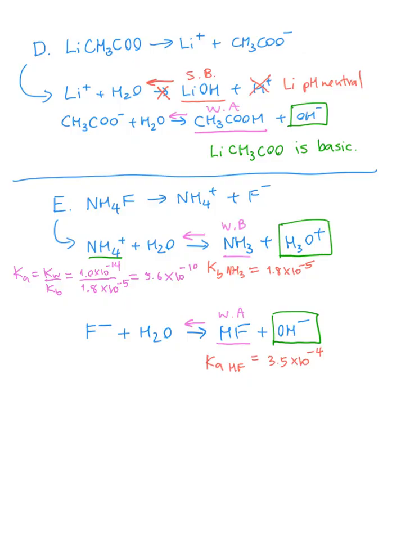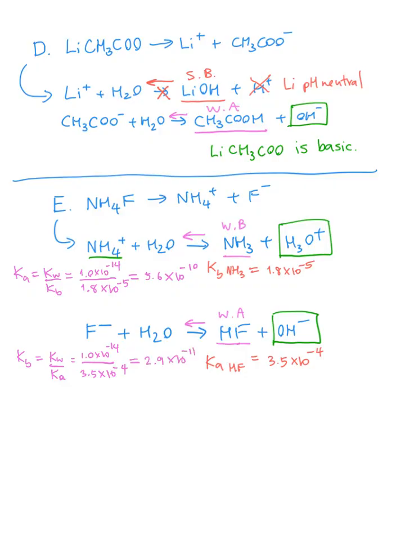We are going to do the same thing for the conjugate base, fluoride ions. The conjugate base fluoride ion will have a Kb related to the Ka of its conjugate acid HF. So Kb is equal to Kw over Ka. You will get 1.0 times 10 to negative 14 divided by the Ka value of its conjugate acid, which is 3.5 times 10 to negative 4. And you will get the Kb of the conjugate base fluoride ions equal to 2.9 times 10 to negative 11.